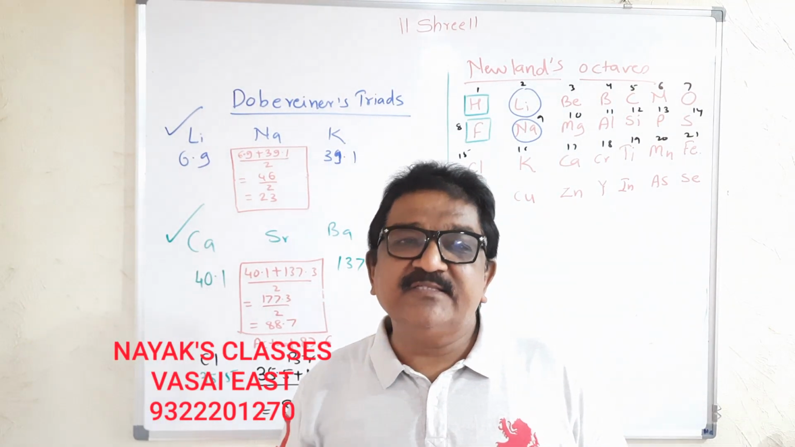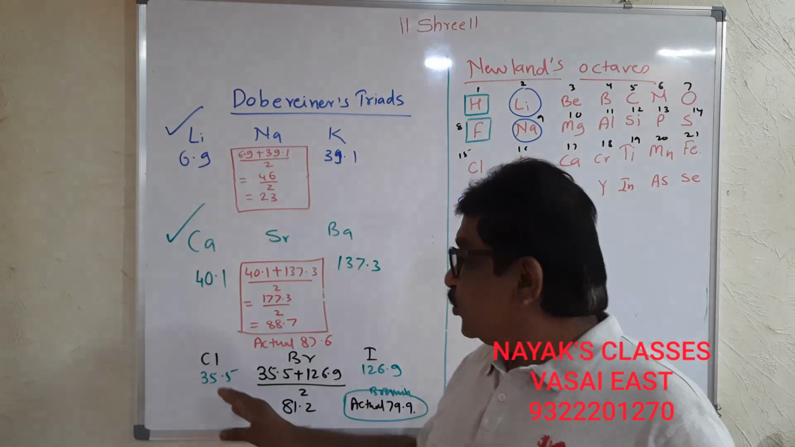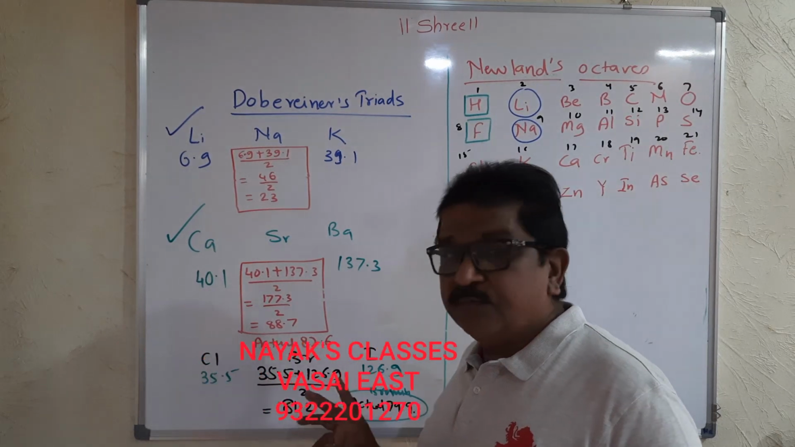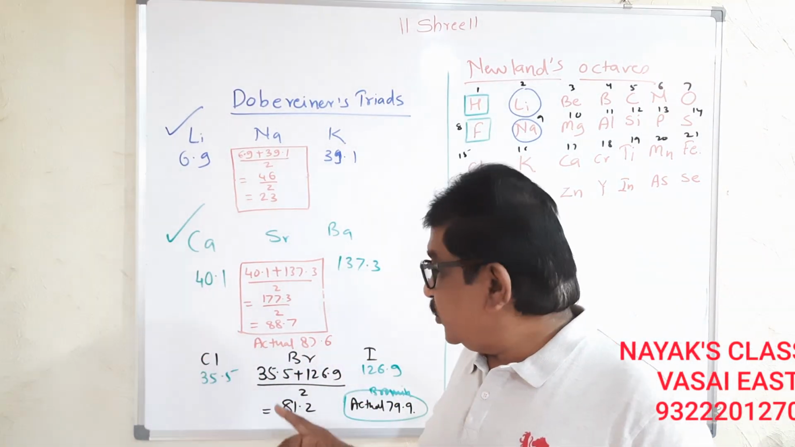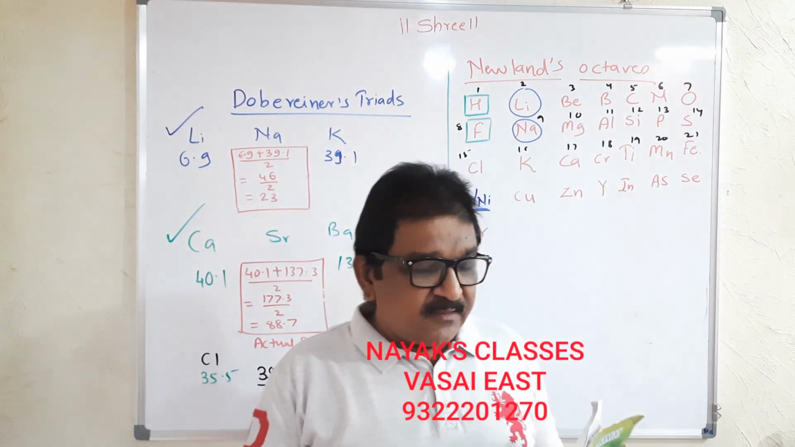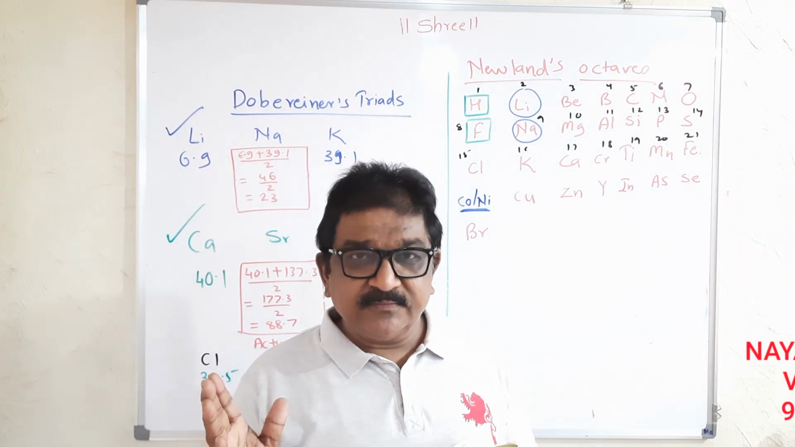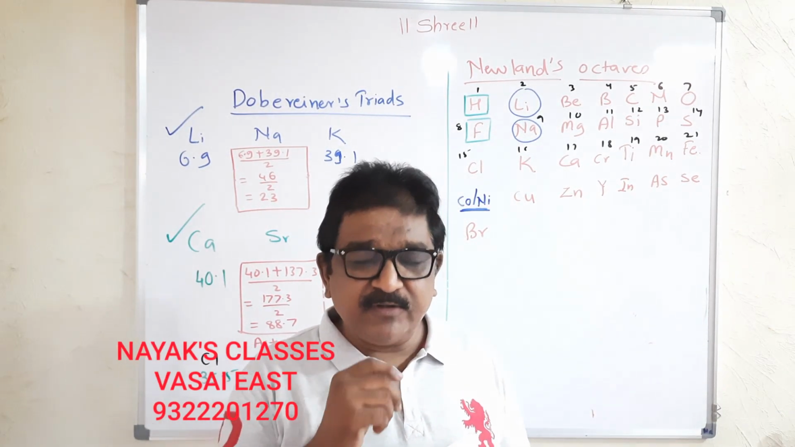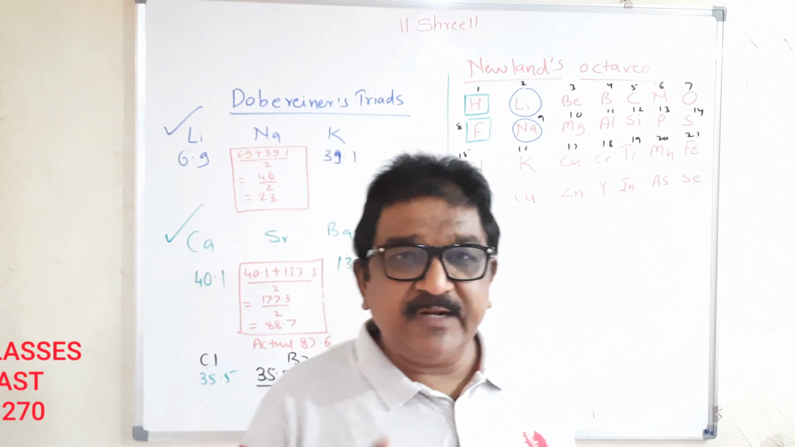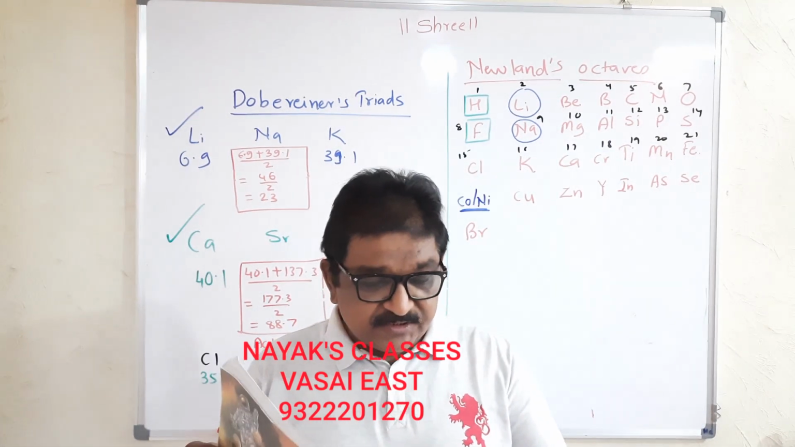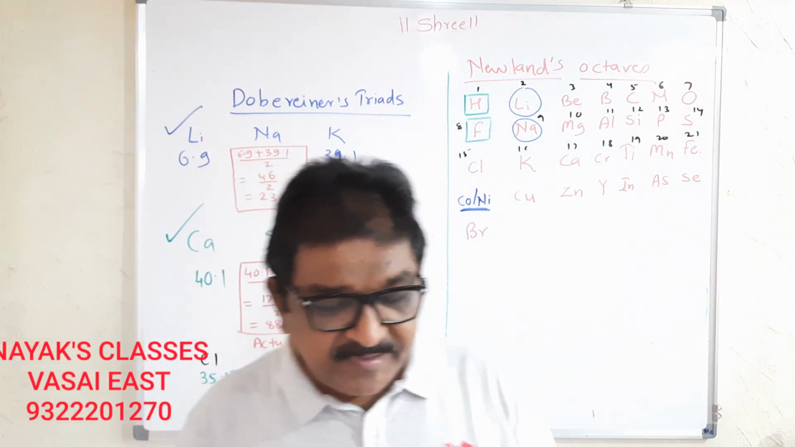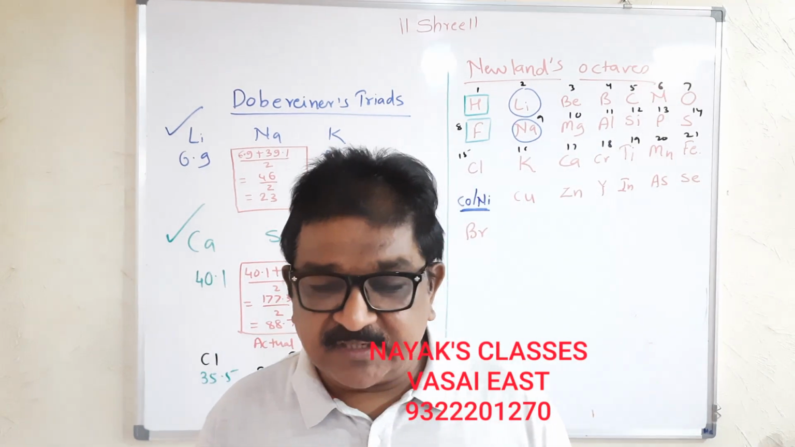So approximately he said, here chlorine and iodine when added, we get the average 81.2, and the actual atomic mass of bromine is 79.9. So he said, if we take the average of the first and last atomic mass, add and divide by 2, you will get approximately the atomic mass of the middle one. However, all the known elements could not be classified into Dobereiner's triads.